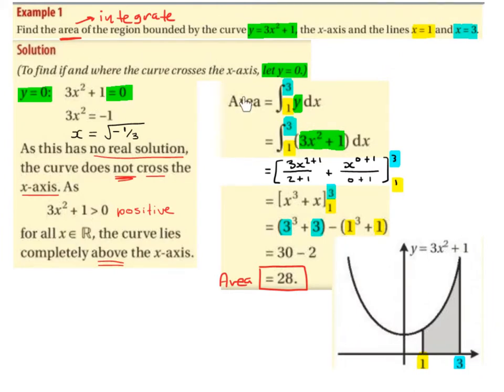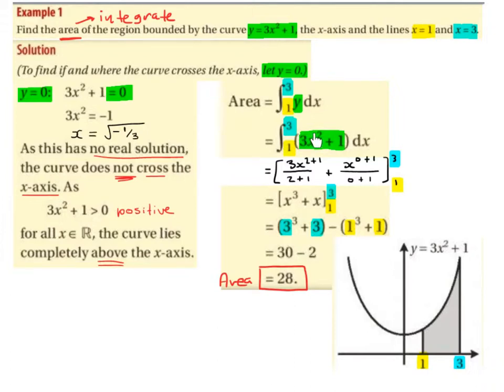So the area is equal to the integral of y dx between the limits 1 and 3, which is equal to the integral of 3x squared plus 1 dx between the limits 1 and 3. So we just swap the y for 3x squared plus 1. So remember, for the area, we want to think integrate.